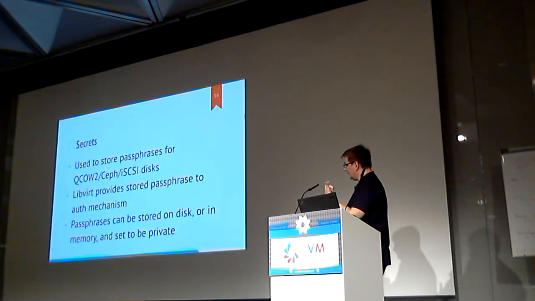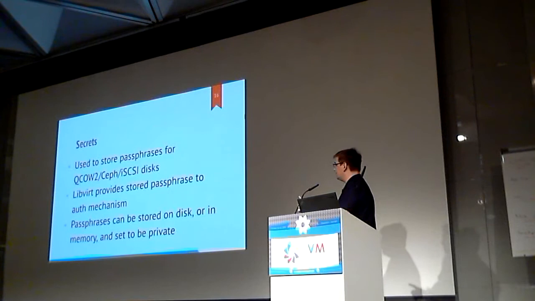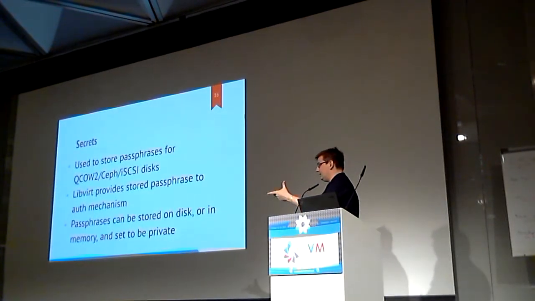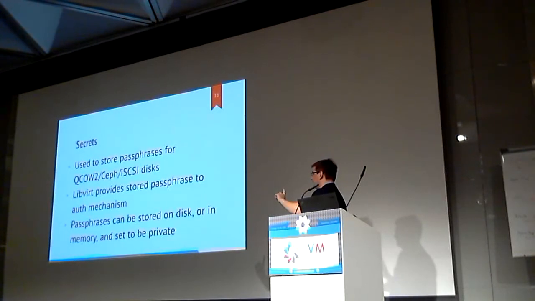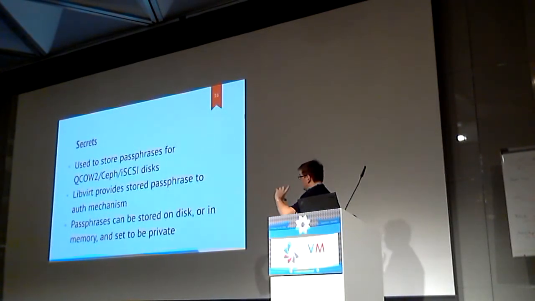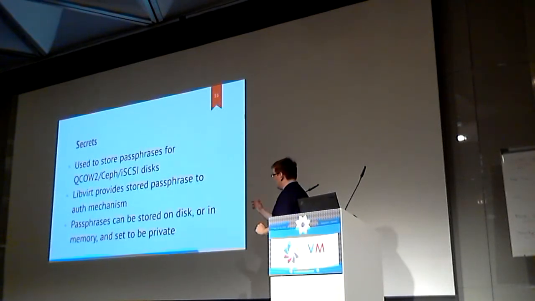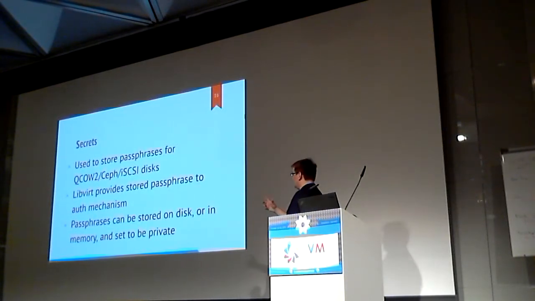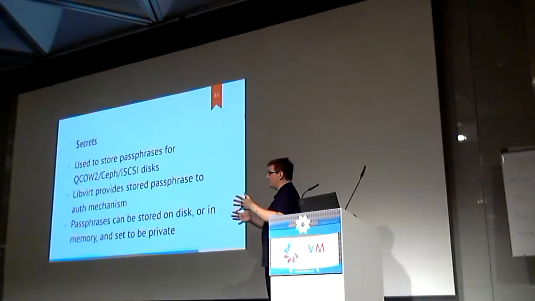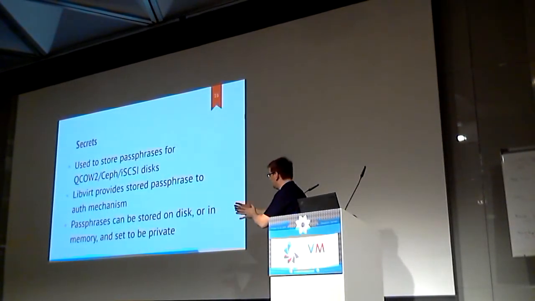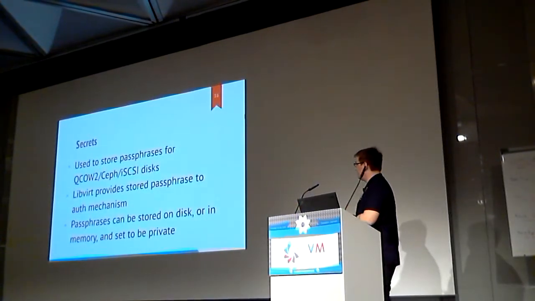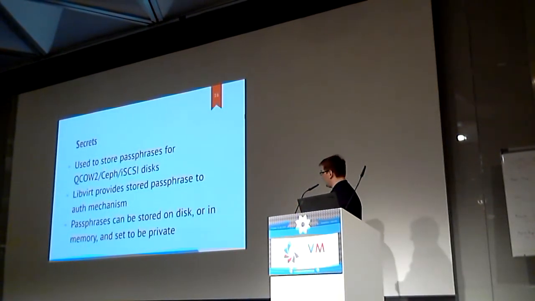and secrets can be viewed basically in two axes. The first one is whether a secret can be stored on the disk, or should be stored in memory only. The other axis is whether a secret can be shared with other entities in the system or is private to libvirt, and libvirt will never ever tell it to anybody else.